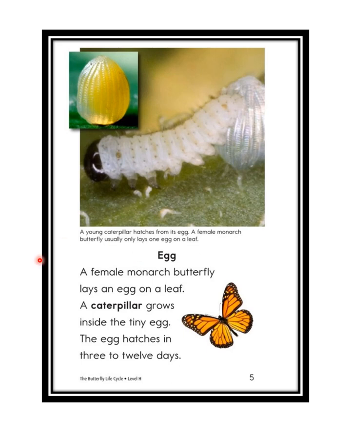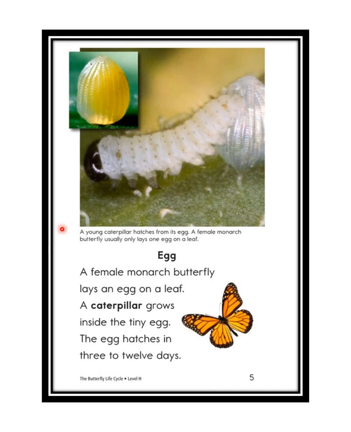Egg. A female monarch butterfly lays an egg on a leaf. A caterpillar grows inside the tiny egg. The egg hatches in 3 to 12 days. Let's take a look at what the tiny egg looks like, boys and girls. And here you see a picture of the caterpillar hatching from its egg. Let me read the caption to you.